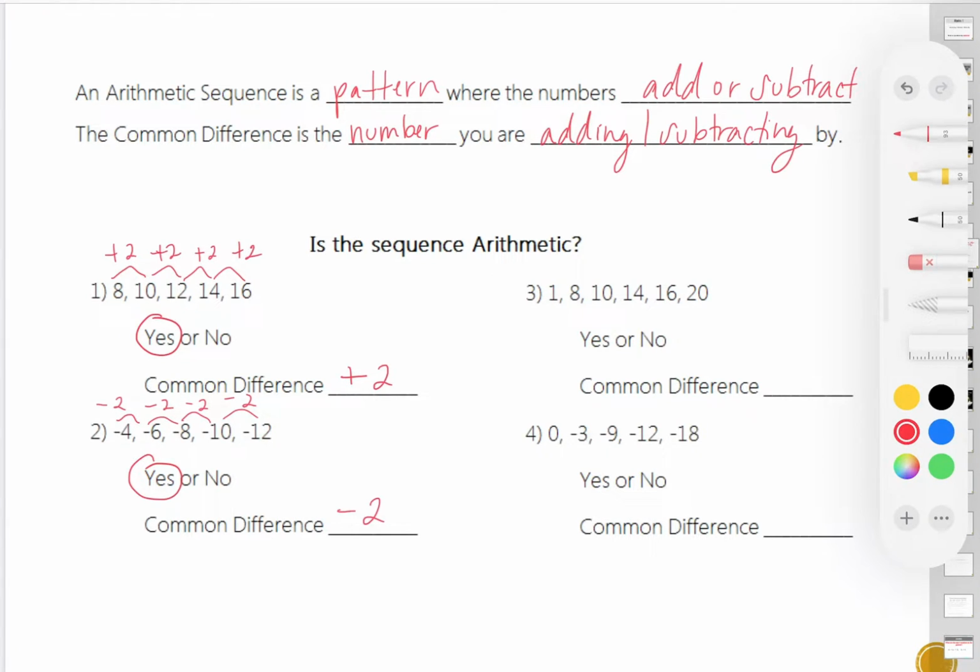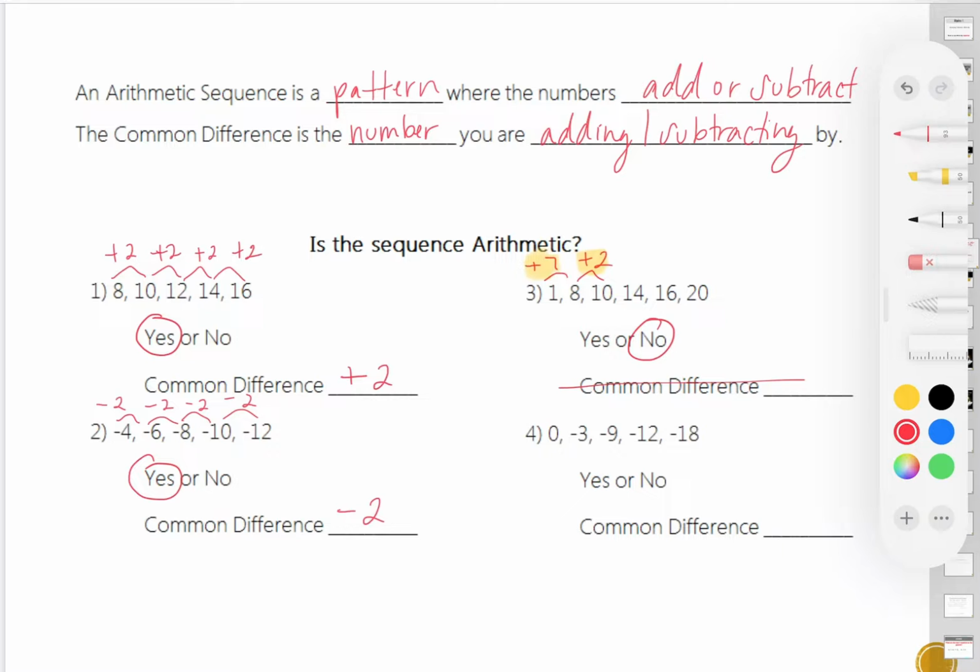Next. So in this one here, to get from a 1 to an 8, we add 7. To get from an 8 to a 10, we add 2. No, this is not an arithmetic sequence because there's no common difference. That number is not the same. So we don't have to put anything for common difference because there isn't a single number that they're adding or subtracting by to get to each number in the pattern.